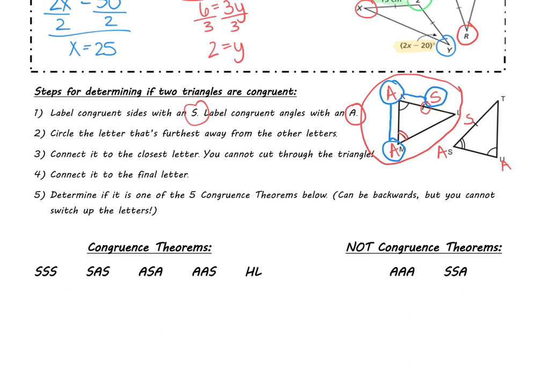And our last step, determine if it is one of the 5 congruence theorems below. It can be backwards, but you cannot switch up the letters. So the order that we have here that we just figured out was AAS. And what it says there in the parentheses, it can be backwards. So we can also call this SAA.